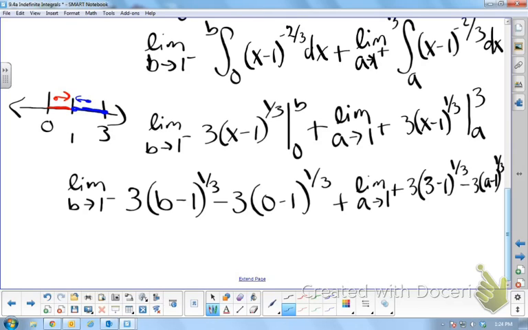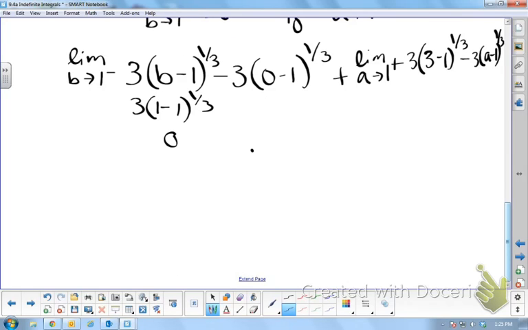So there might be some ways we have to do our limits, but what happens if I plug in 1 here? 0. Can we do 0 to the positive 1/3? 0 to the negative 1/3 would cause us a problem. But 0 to the positive 1/3 is just 0. So it's just the 3 times the 3 minus 1. Yep. So the negative 3 times the 0 minus 1. 0 minus 1 is negative 1. And what's negative 1 to the 1/3?